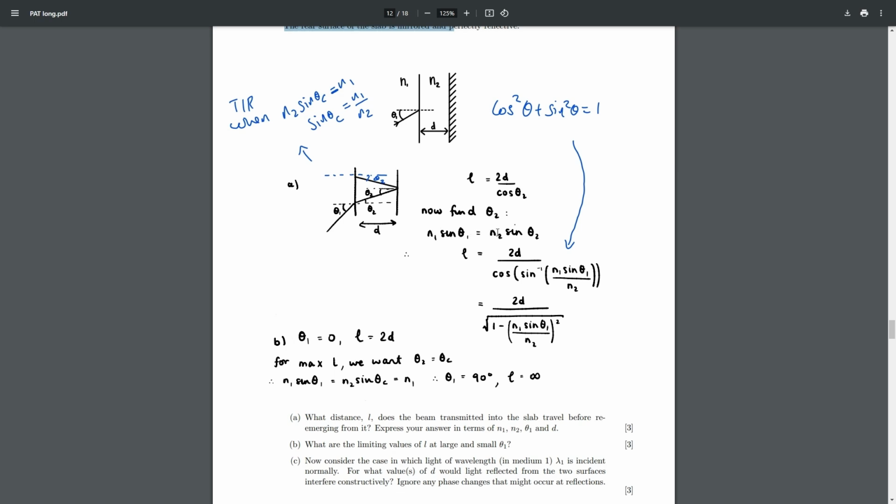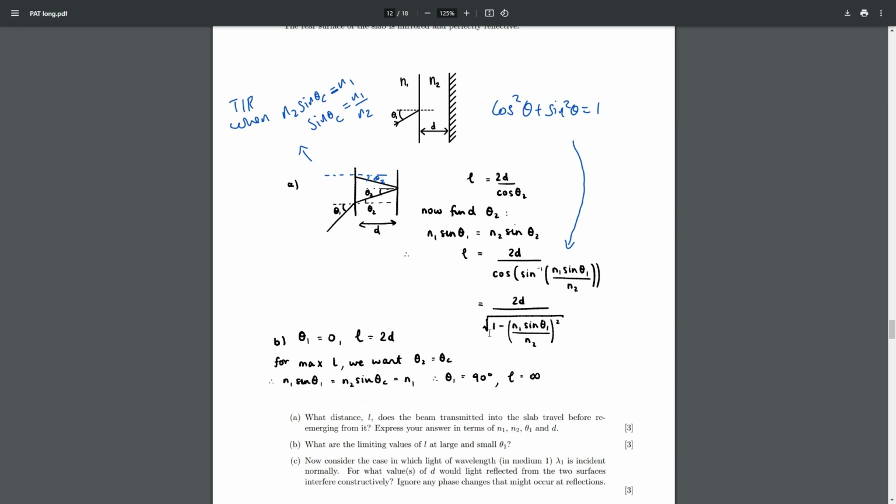So n1 sin θ1 is n2 sin θ2, and then we can get that sin θ2 is n1 over n2 sin θ1. So θ2 is going to be the inverse sine of all of that, which is actually just some angle. The fact that cos squared of some angle plus sin squared of that angle is 1 means we can rewrite cos of some angle as the square root of 1 minus sin squared of that angle. And sine of arcsine is going to cancel out, so we're just left with this expression squared.